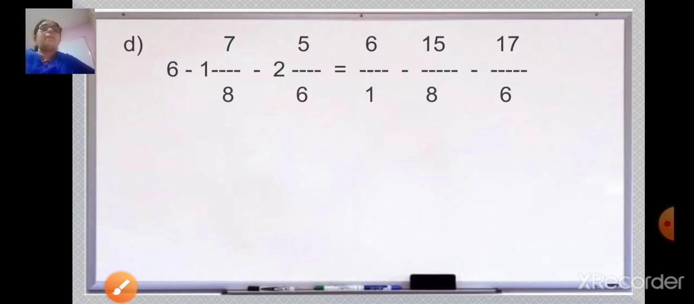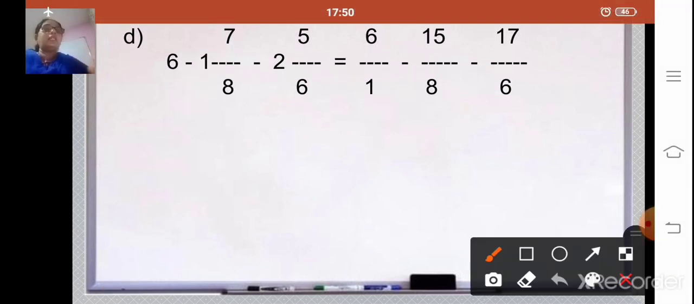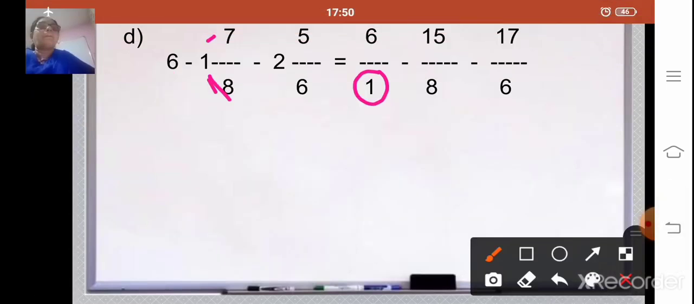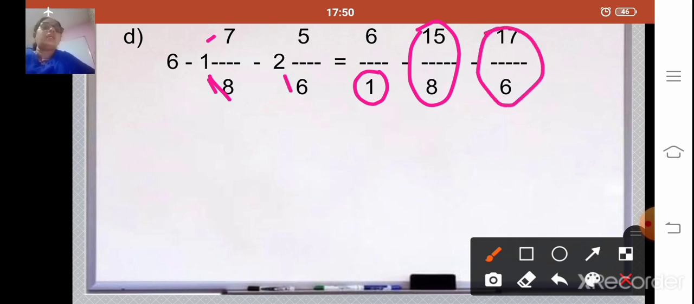Next sum: 6 minus 1 whole 7 upon 8 minus 2 whole 5 upon 6. Now here 6 is a whole number, so you can write the denominator as 1, as you don't have the denominator. Now the second one, you will change it into an improper fraction. So 8 ones are 8 plus 7 will give you 15 upon 8. Second fraction, 6 twos are 12 plus 5 will give you 17 upon 6.